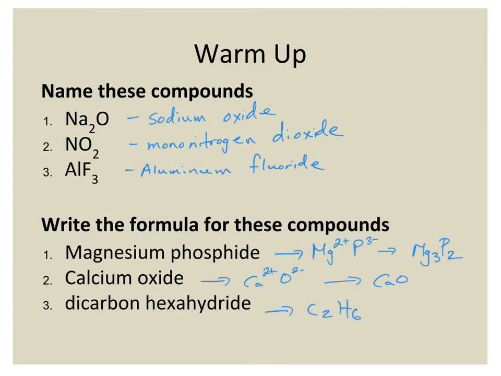For question 3, I see some prefixes in my name. That means it's a molecular compound. Also, you can notice that carbon and hydrogen are both nonmetals. These prefixes tell me what subscript numbers I need to write down. The symbol for carbon is a C. The di means I have two of them. The symbol for hydrogen is an H. The hexa means I have 6 of them. You don't crisscross these numbers. You only crisscross ionic compounds, and you only reduce ionic compounds as well.